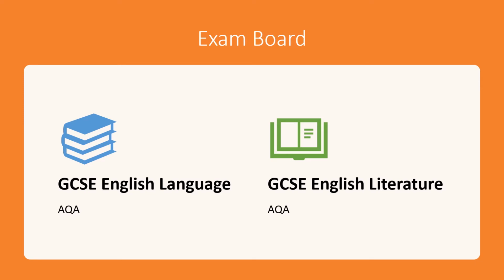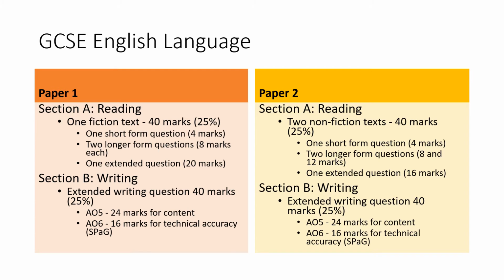For both English language and English literature, we use the same exam board. That exam board is AQA. In GCSE English language, the course is made up of two separate papers. Both of these papers are equally weighted and therefore equally important.